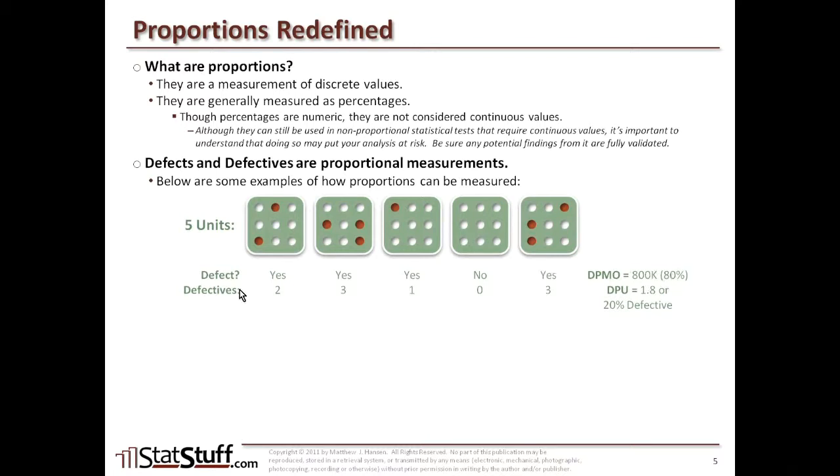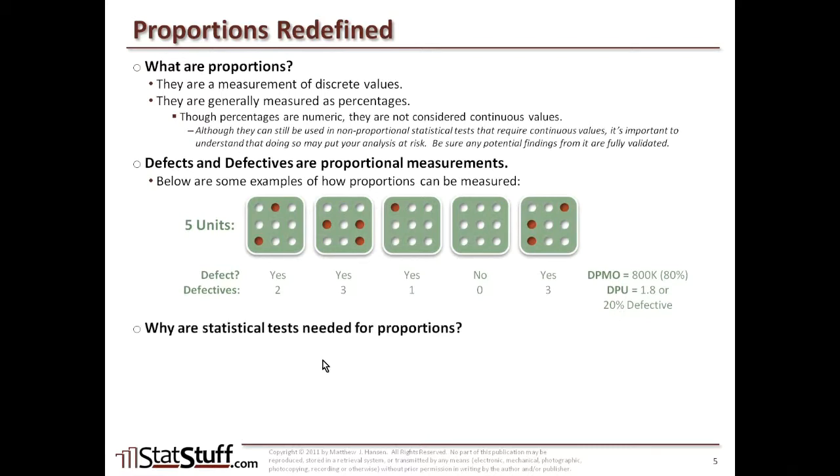However, we might say from a defects perspective, that is, how defective is each unit, and if there are 9 opportunities, in this case there are 2 defects. In this next unit there are 3 defects, and so on. From the perspective of how defective each one is, we might say the DPU is 1.8 based on the total number of opportunities and the number of defects we have, or it's 20% defective.